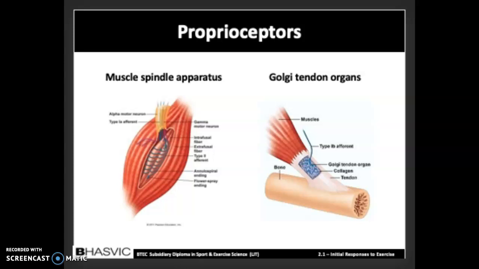Golgi tendon organs. Golgi tendon organs are sensory organs found in junctions between muscles and tendons. They are very sensitive to tension and they do not change length. The function of Golgi tendon organs at low stimulation is to provide feedback to the central nervous system for fine-tuning movement. This is how they work.